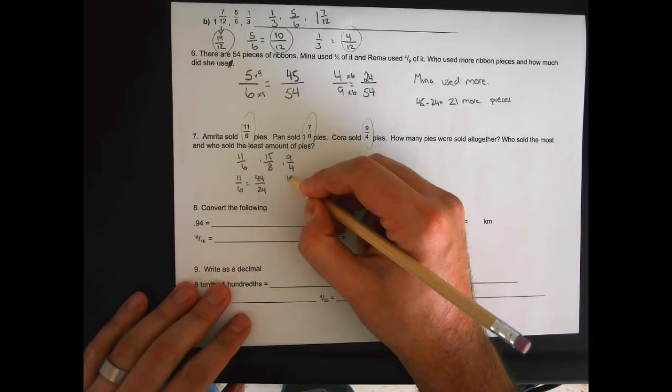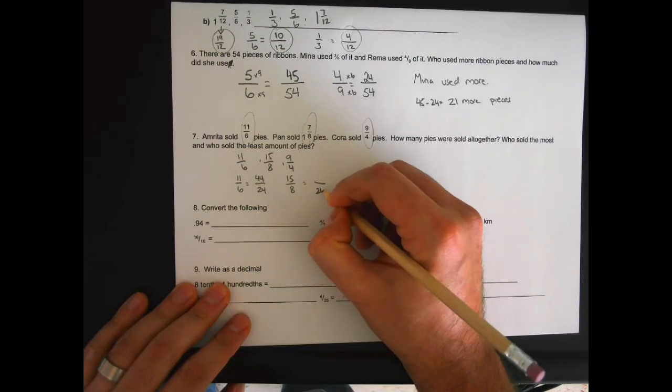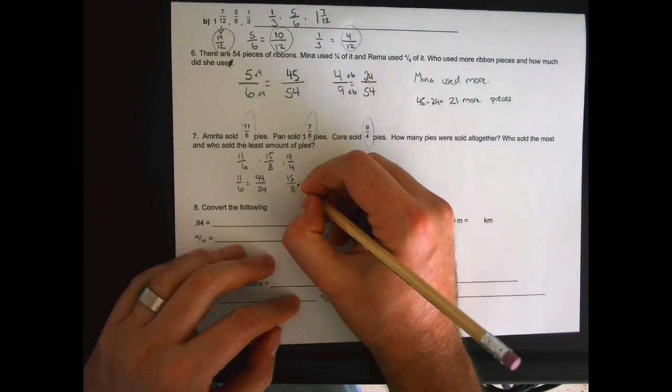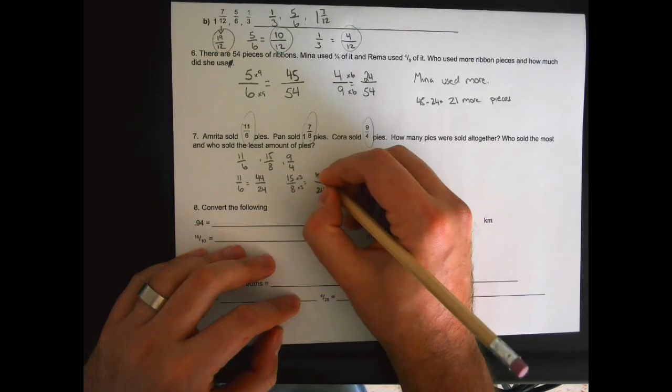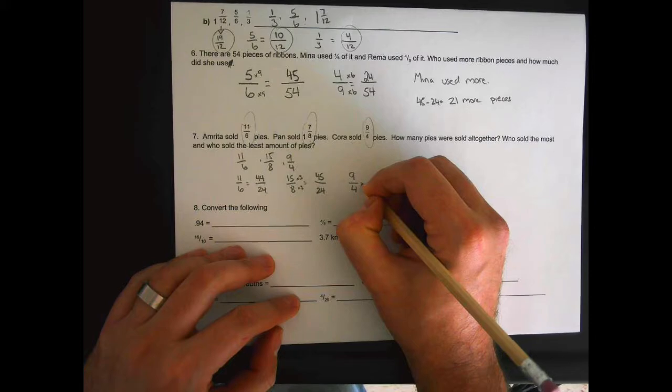So for 15/8, to make that out of 24, what do we need to multiply by to get that answer? 8 times a number, 3. Good. So times 3 is 45. And now you have 9/4.